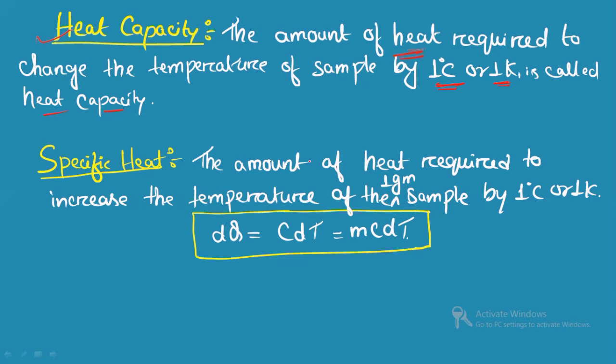Specific heat is also the amount of heat which is required to increase the temperature by 1 degree Celsius or 1 Kelvin, but this time the sample must be how much? 1 gram. It is the amount of heat required to increase the temperature of 1 gram of sample by 1 degree Celsius or 1 Kelvin. And we can write dq = c dt, which can be written as m c dt. All right.